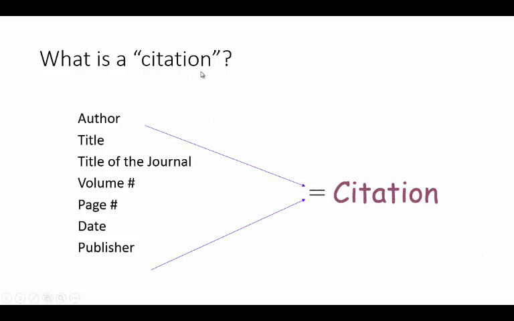Again, what is a citation? It is the information about the article: the names of the authors, the title of the paper, the title of the journal, the volume, the pages, the date, and the publisher. So that is a citation.